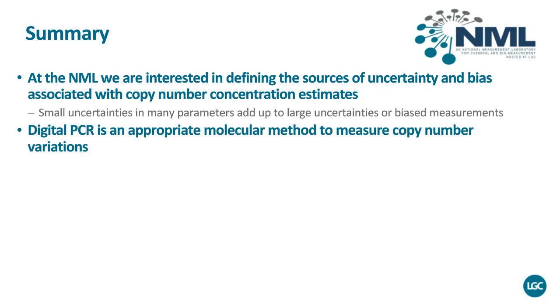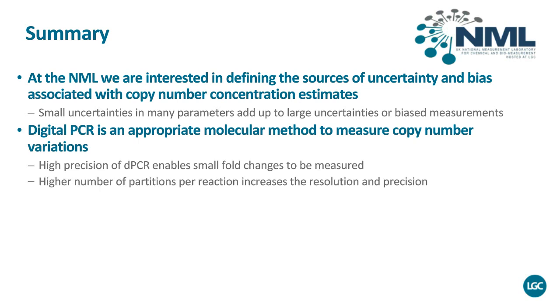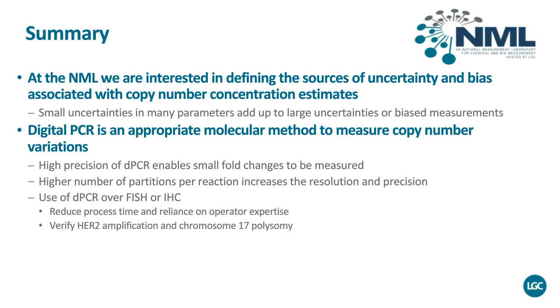Digital PCR is an appropriate molecular method to measure copy number variations. The high precision allows us to look at small fold changes. There's a large number of partitions, so we can increase that resolution and precision. It is appropriate to use over FISH or immunohistochemistry because the process time is shorter and you don't have to rely on operator expertise.